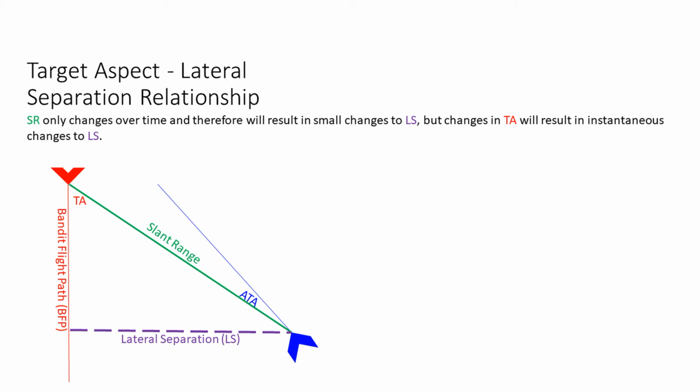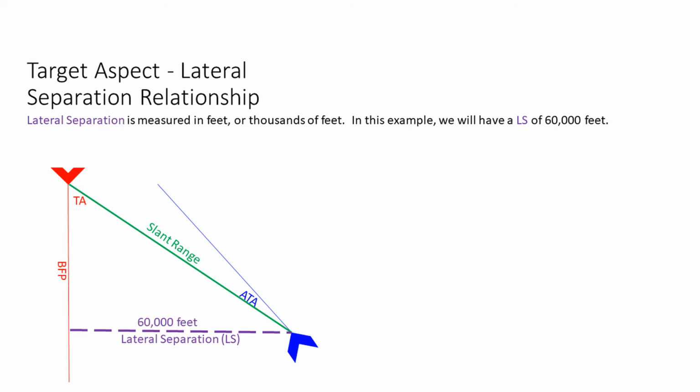Slant range only changes over time, so aircraft need to move through space in order to change the slant range. However, a change to the target aspect will result in instantaneous changes to lateral separation. Lateral separation is measured in feet for whatever reason, generally thousands of feet. In this example, we have a lateral separation of 60,000 feet.